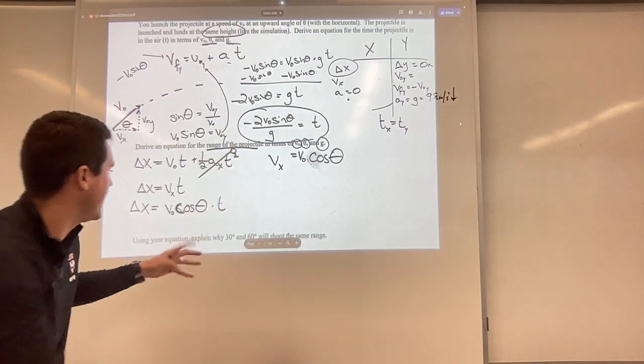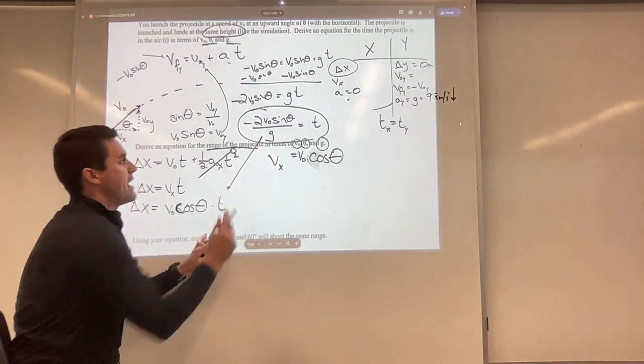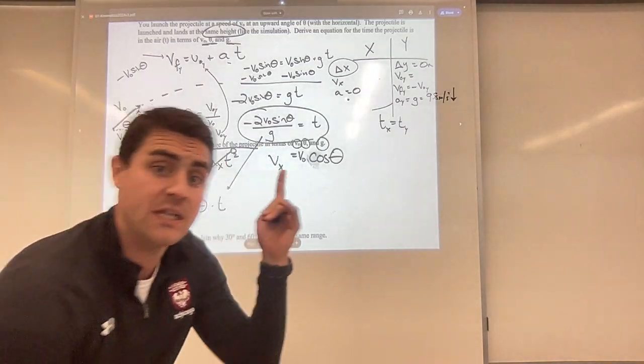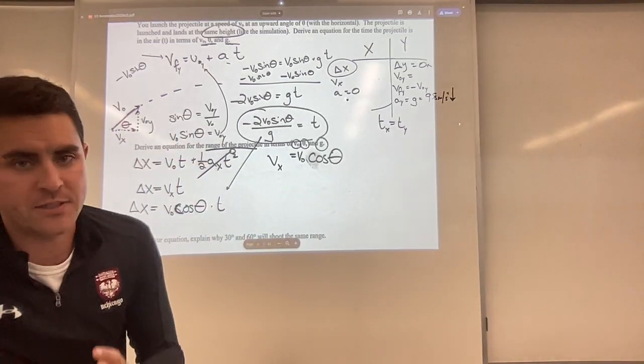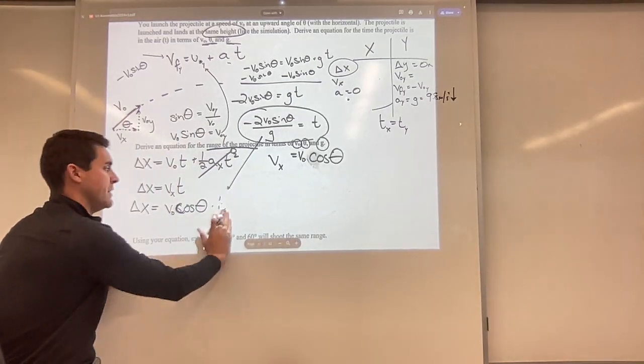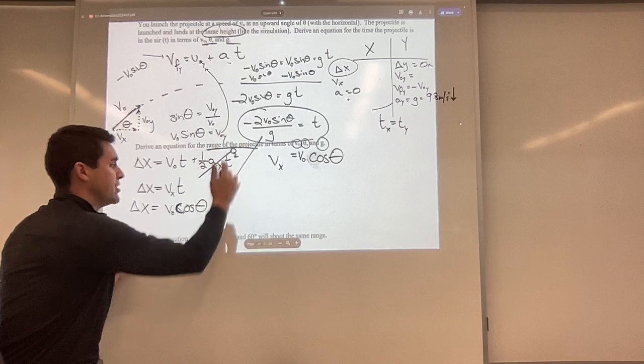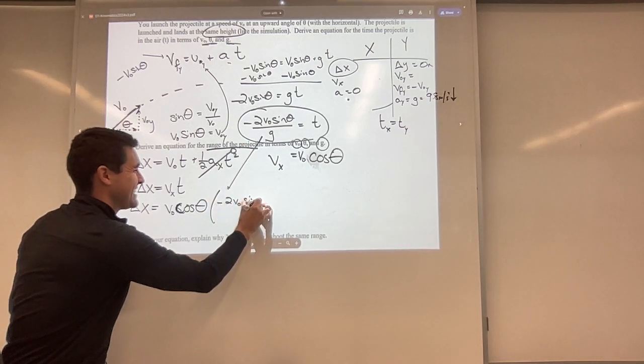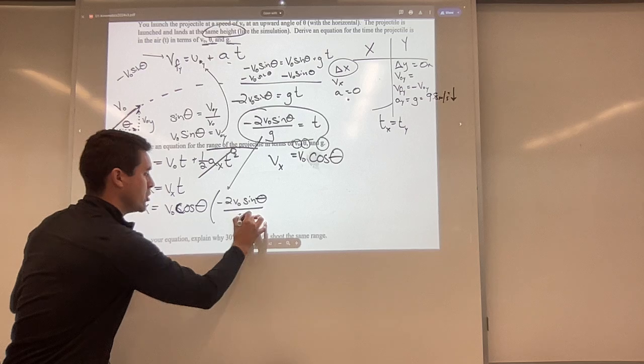Oh, right? So I'm going to go ahead and take this. I've already done it. I've solved for time above in terms of v, or speed, theta, and g. I can make a quick substitution. So instead of this time, I will substitute in negative 2 speed sine theta over g.